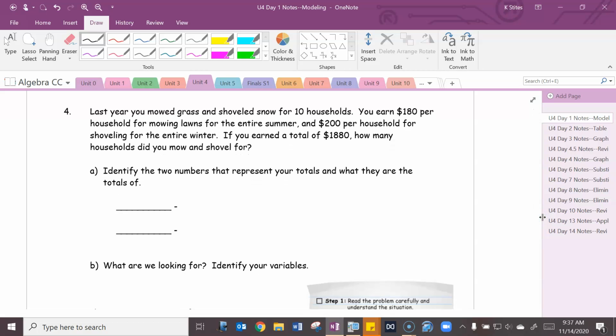Let's try another one like this. Last year you mowed grass and shoveled snow for 10 households. This is a total. It didn't say total, but this is how many households you mowed and shoveled for. You earn $180 per household for mowing lawns for the entire summer and $200 per household for shoveling for the entire winter. If you earned a total of $1,880, that's another total. I'm going to box it. How many households did you mow and shovel for?